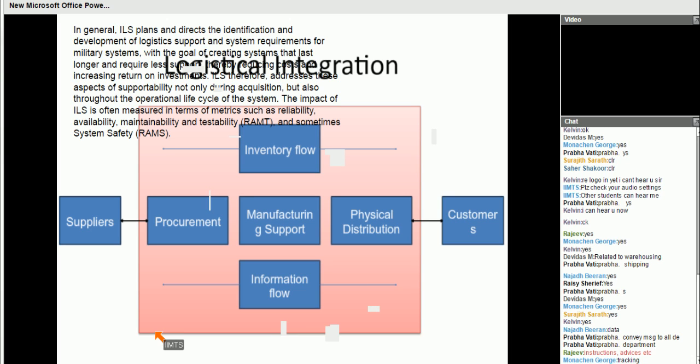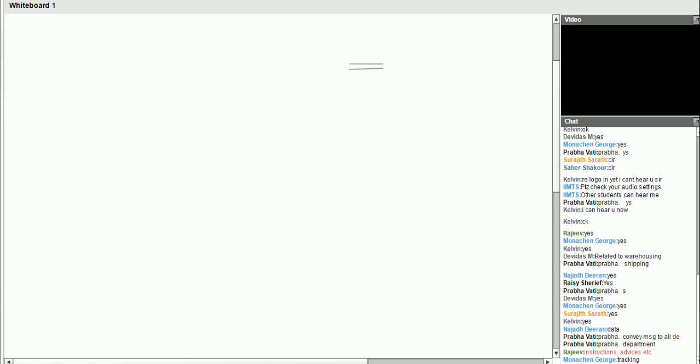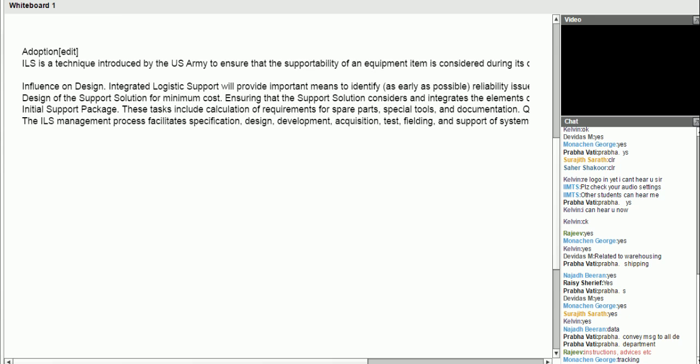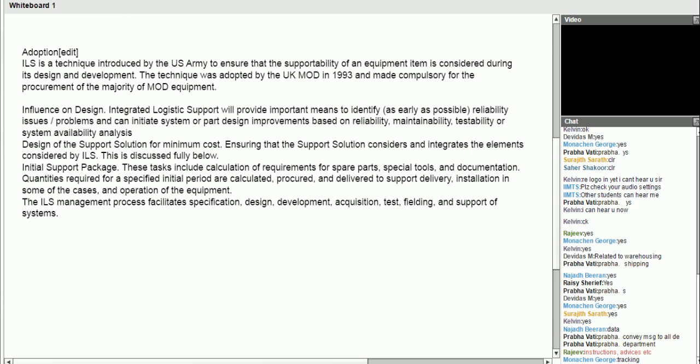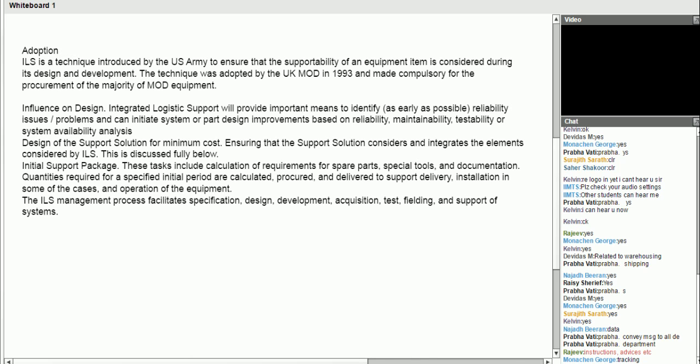Now let's see some of its history. How was it developed, or who invented it? Can anyone tell me who introduced this concept? No one? It was introduced by the US Army.